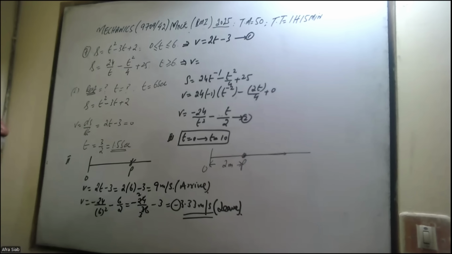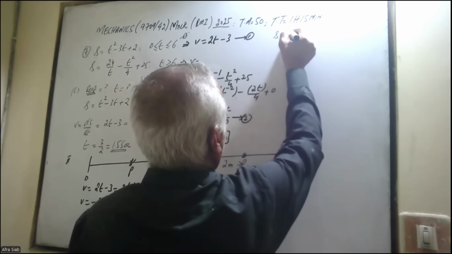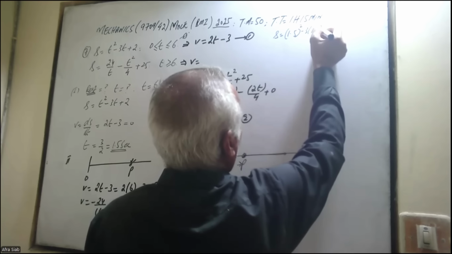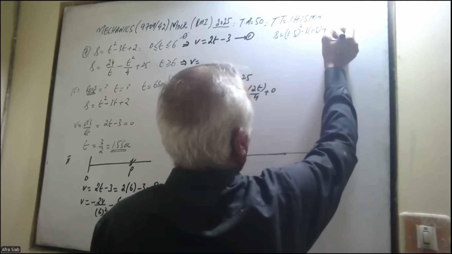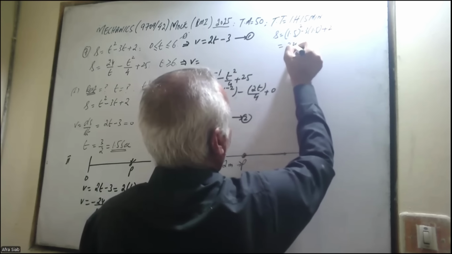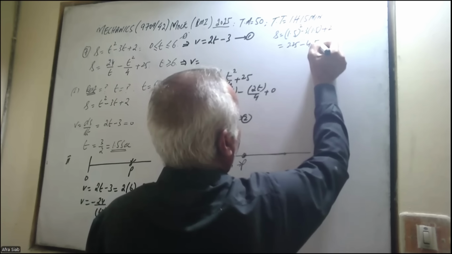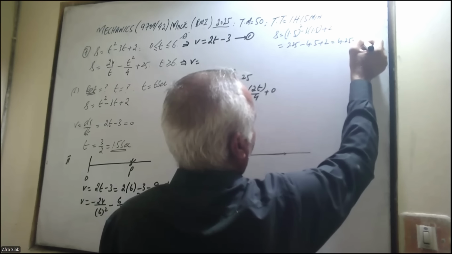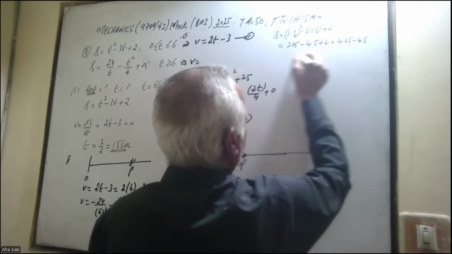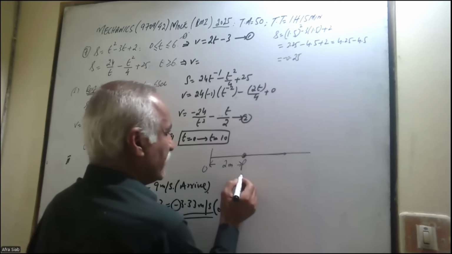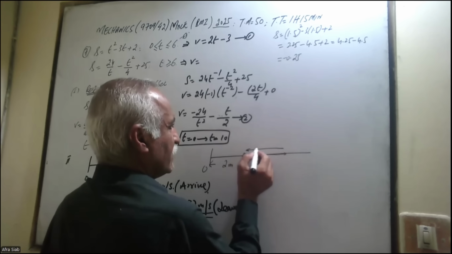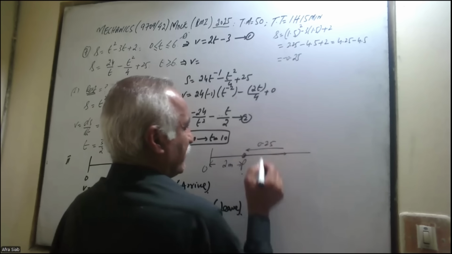So S will be calculated as 1.5 squared minus 3 into 1.5 plus 2. So this becomes 2.25 minus 4.5 plus 2. That is 4.25 minus 4.5, and that value is equal to minus 0.25. So what does minus indicate? It is coming backward to that position. So this distance is 0.25.